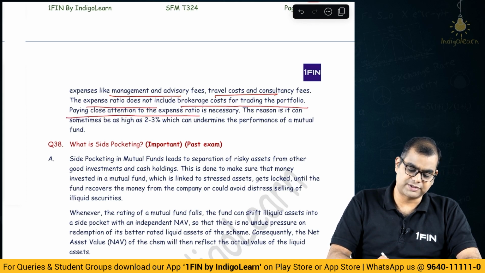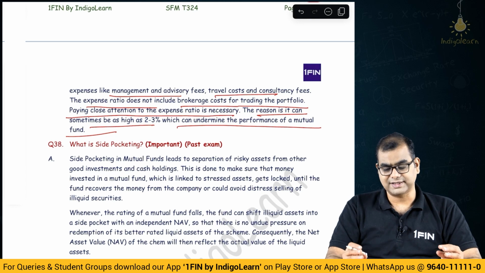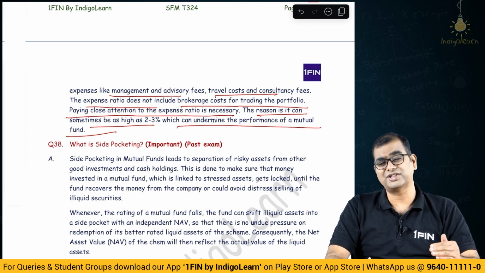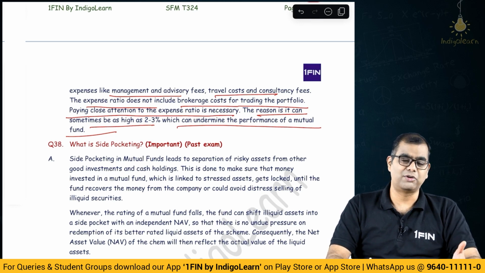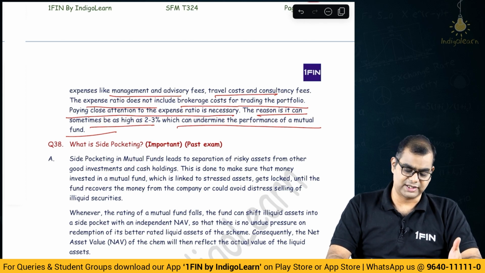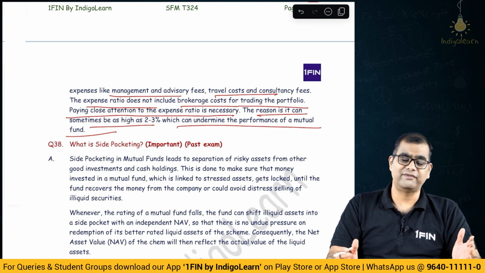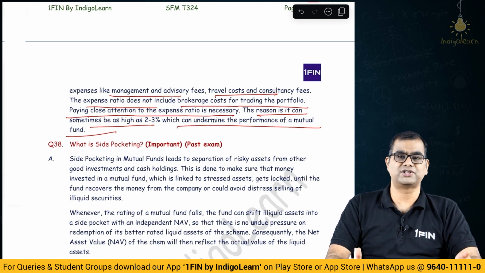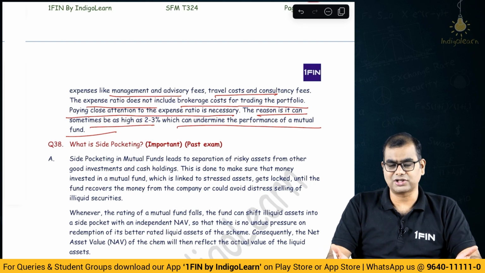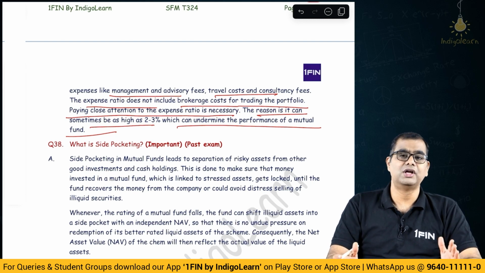Paying close attention to the expense ratio is necessary. The reason is it can sometimes be as high as 2 to 3%, which can undermine the performance of a mutual fund. So sometimes the asset management companies, when they don't play fair, charge very high expense fees. Now SEBI has come out very clearly trying to restrict the TER or management expense ratio that funds can levy. Especially in very large schemes, they reduce this substantially because there are not many expenses. Your cost of distribution is minimal. You have people coming up and investing in your scheme directly. So the expenses tend to come down with economies of scale.